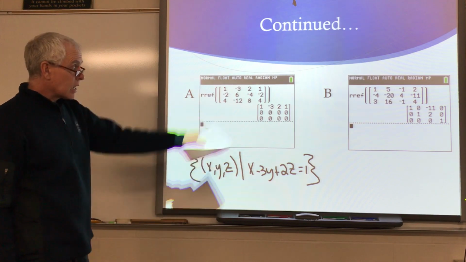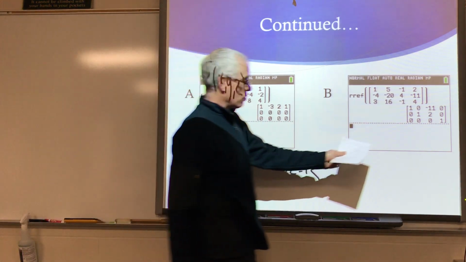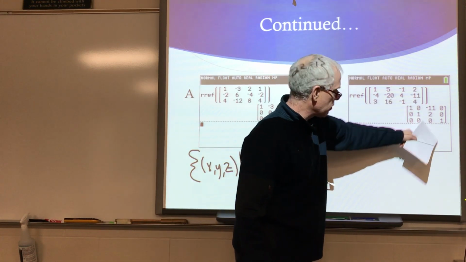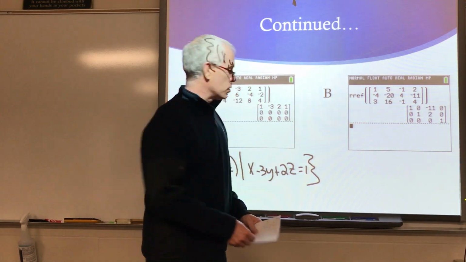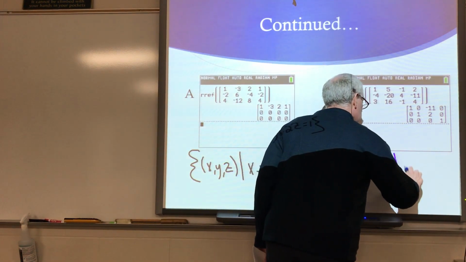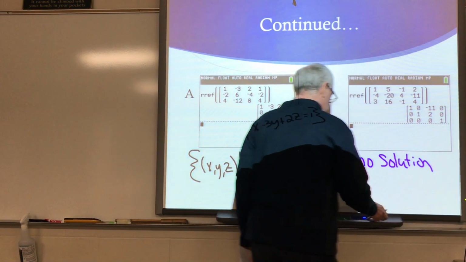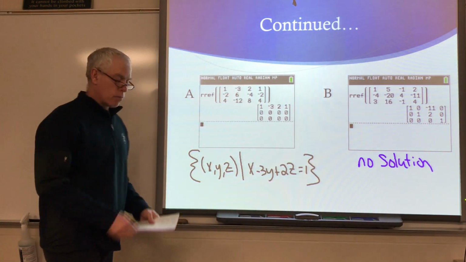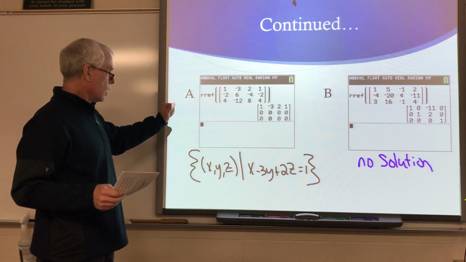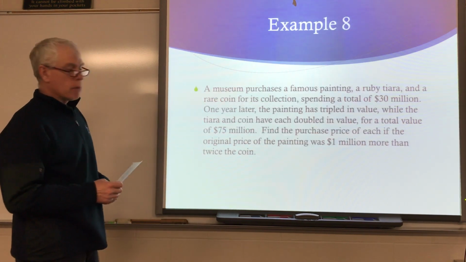Okay? Now, the second one, you'll notice in the last row you have 0 equals 1, because this is augmented, so there's an equal sign right there. 0 never equals 1, you guys. So this one is just no solution. And it's because of that bottom row where 0 equals 1. Okay? All right. A word problem, and then we'll get you going.